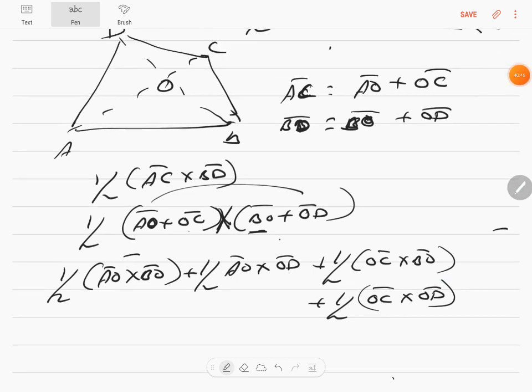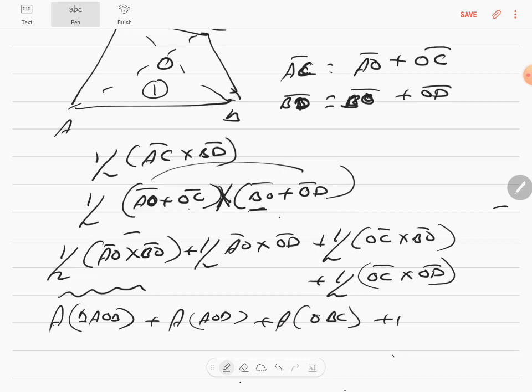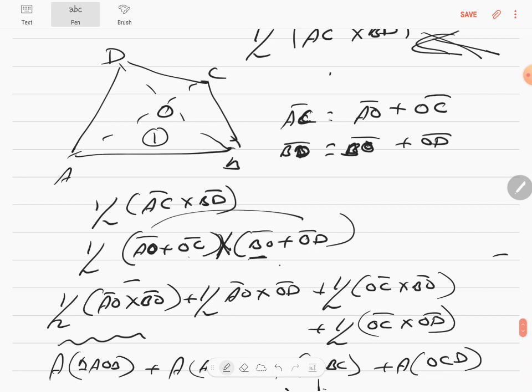When I did this distributive property, I realized that this is nothing but the area of triangle AOB plus the area of triangle AOD plus the area of triangle OBC plus the area of triangle OCD. So all of that contributes to the area of the quadrilateral. Yes, so I have proved it. I have literally used the formula and am trying to justify that this formula leads to the area of a quadrilateral.